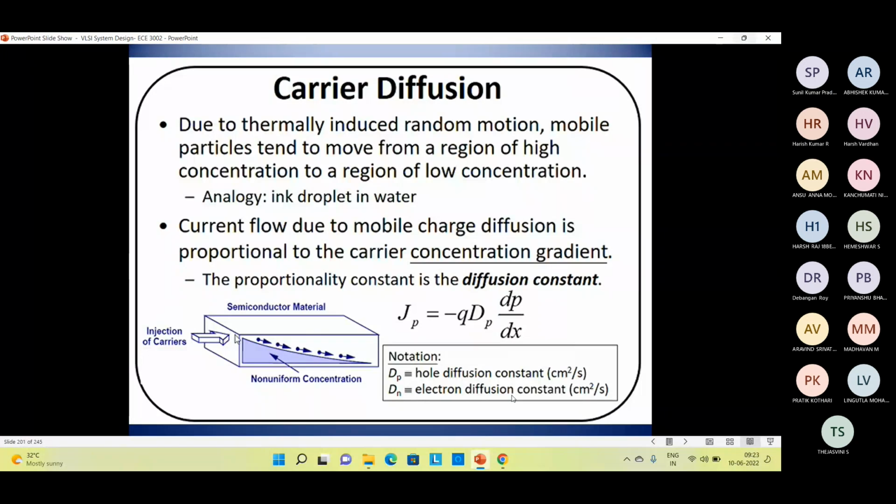So the unit of mobility, as you know, is centimeters per volt second. Similarly, the diffusion constant unit is centimeter square per second. Okay, if you find the dimension here, you can find the unit here: centimeter square per second. So for the hole diffusion constant, the unit is centimeter square per second, and for the electron diffusion constant, the unit is centimeter square per second. So I hope this is clear to everyone.